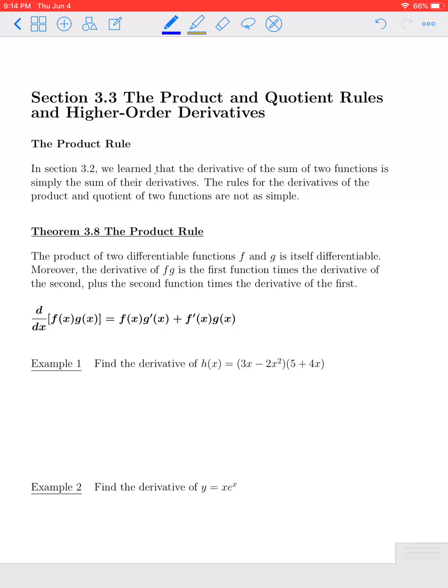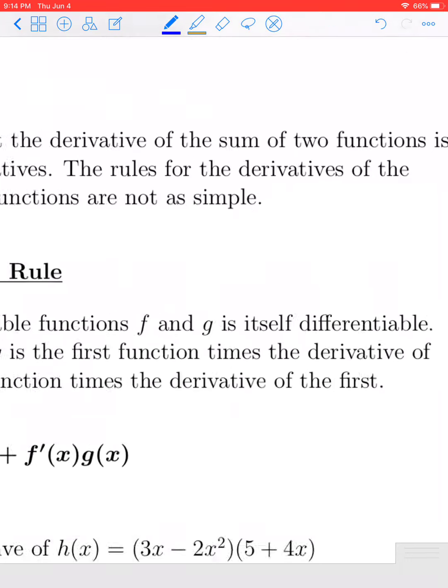In section 3.3, we're going to look at the product and quotient rules, as well as higher order derivatives. In section 3.2, we learned that the derivative of the sum of two functions is the sum of the derivatives, and we also saw that similarly the derivative of a difference of two functions is simply the difference of the derivatives. That is not going to be the case for either products or quotients.